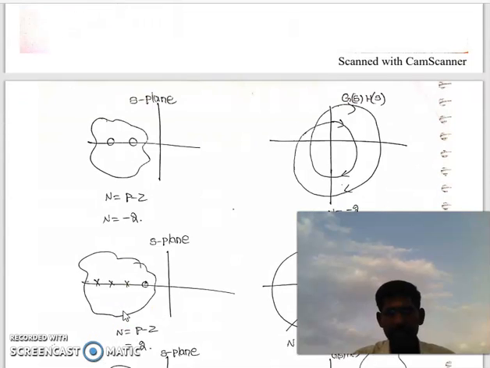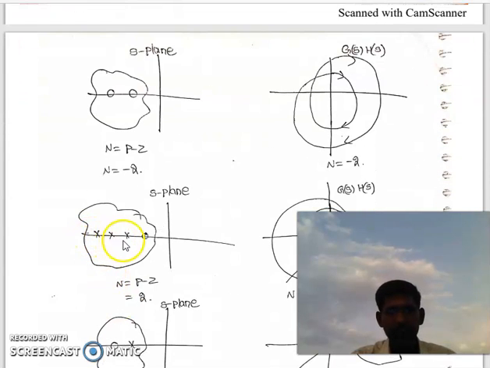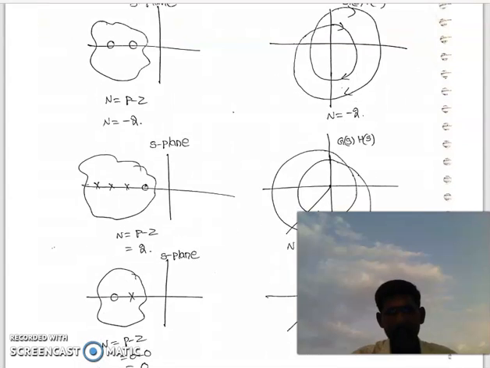Now for example, next let us consider 3 poles and 1 zero enclosed by the S-plane. So N equals the number of poles, 3, minus the zeros, 1, so N equals 2. If N equals plus 2, which is positive, you need to draw it in the anti-clockwise direction. Start at any point and draw it in the anti-clockwise direction, like this. So for N equals plus 2, you need to draw the plot like this.